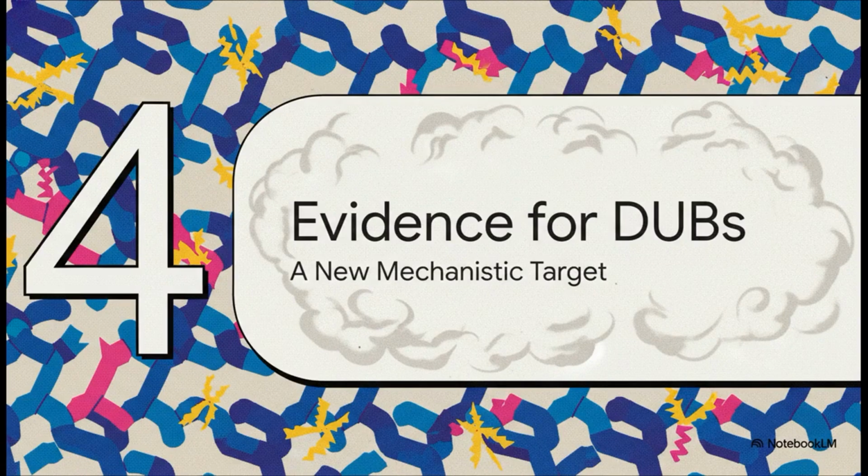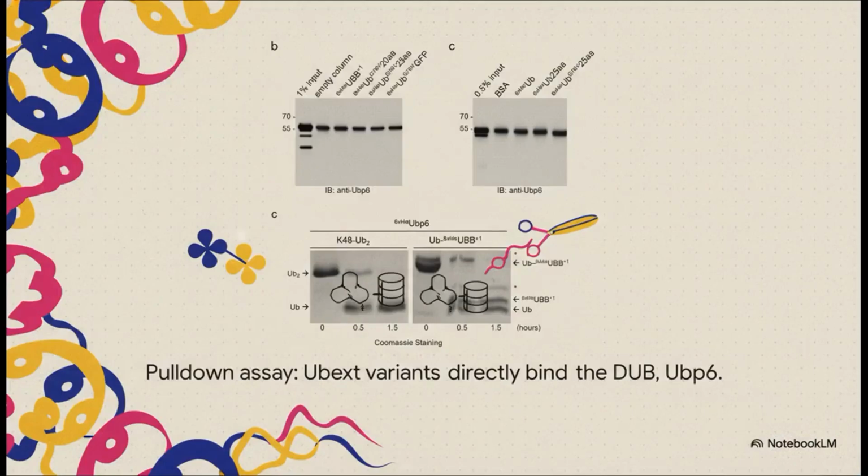Okay, Section 4. With direct proteasome inhibition now pretty much ruled out, the investigation pivots to an alternative target, de-ubiquitinating enzymes, or as we call them, DUBs. So the first step is to establish a physical interaction. You have to see if they actually touch. This pull-down assay shows that when they immobilize the UBX variants, including UBB+1, they successfully bind and pull down the proteasome-associated DUB, UBP6. This demonstrates a direct and tight interaction.